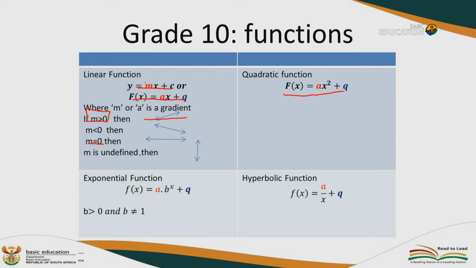An exponential function, we have f(x) = a multiplied by b to the power x plus q, whereby b is greater than 0 and b should not be equal to 1. The hyperbolic function has the standard form f(x) = a over x plus q. This was just a recap on our grade 10 functions. Okay? However, in grade 10, we only focused on two parameters, parameter a and parameter q.